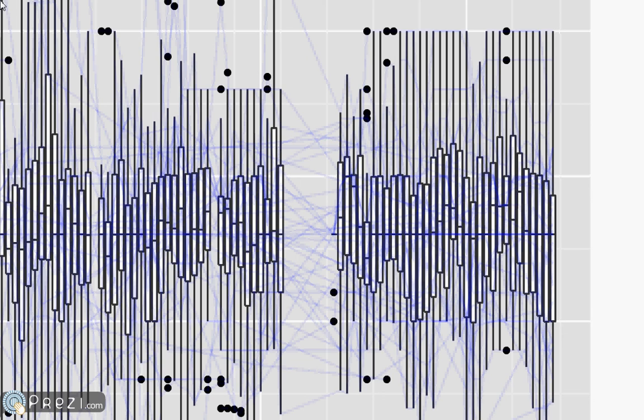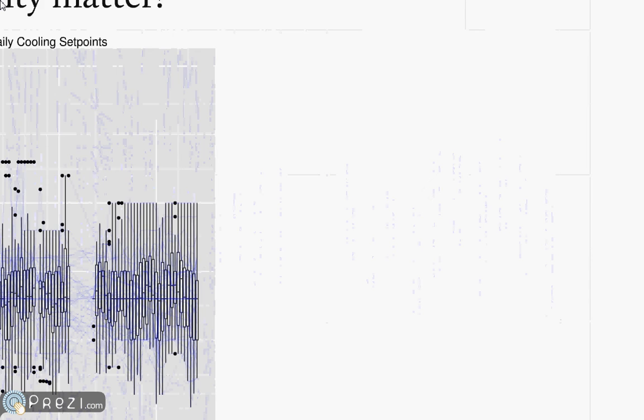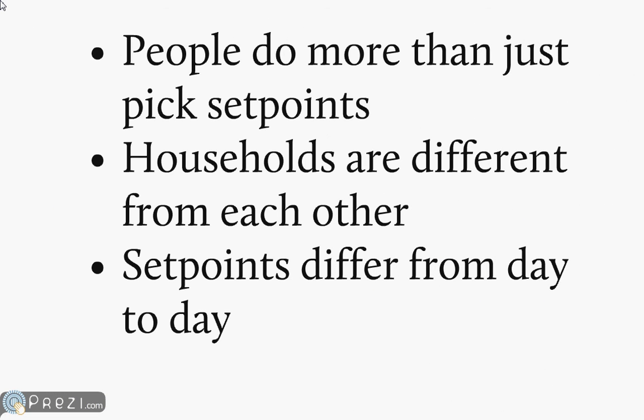Okay. So, main points we want to get to. People do more than just pick set points. We see a lot of variation between households, and we also see a lot of variation within households. They do different things on different days. They don't always do the same thing, and they don't follow those ACEEE assumptions.